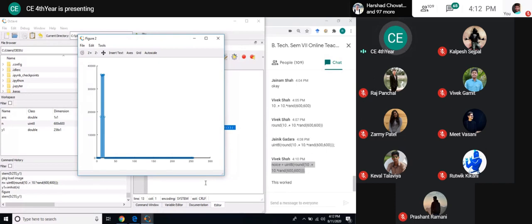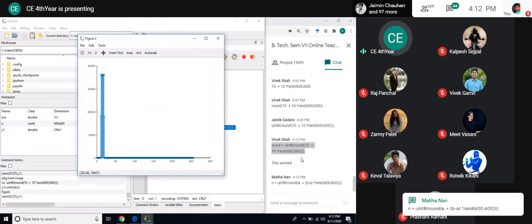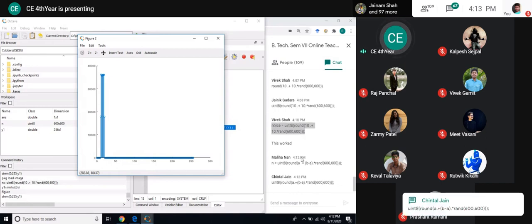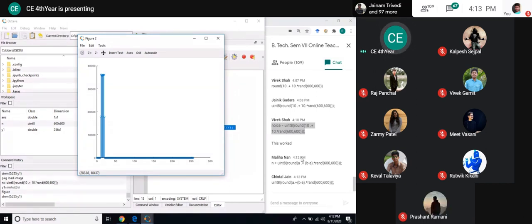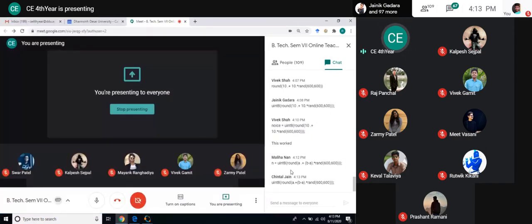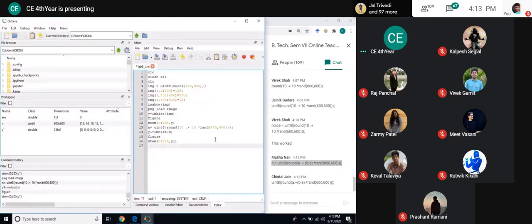Okay, so yes, it is working well, right? With the uniform noise, it is expected. Good, Jainik, Vivek, that works well. Maliha is ready with the answer of A and B. Yes, Chintal and Maliha, both of you are correct. So I'm changing this with your equations. That is true. So this is how my noise is generated.